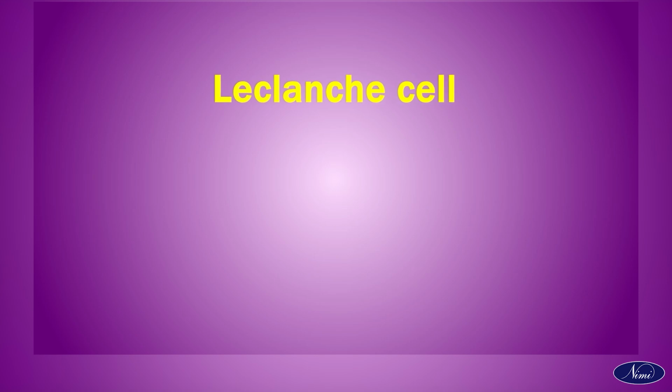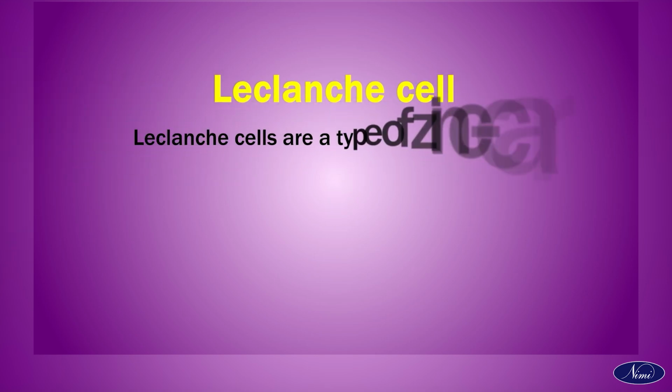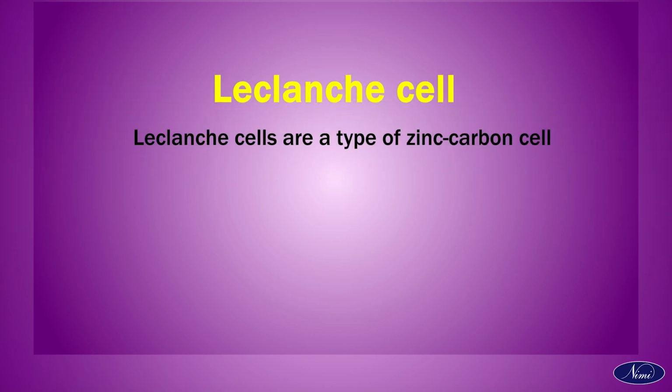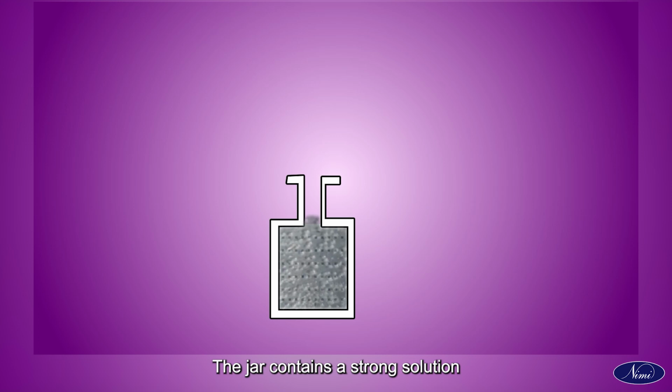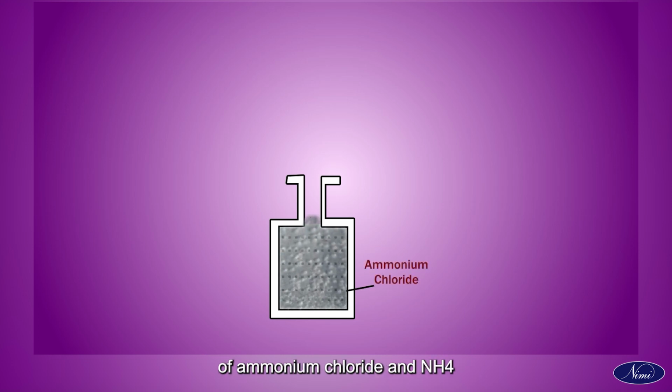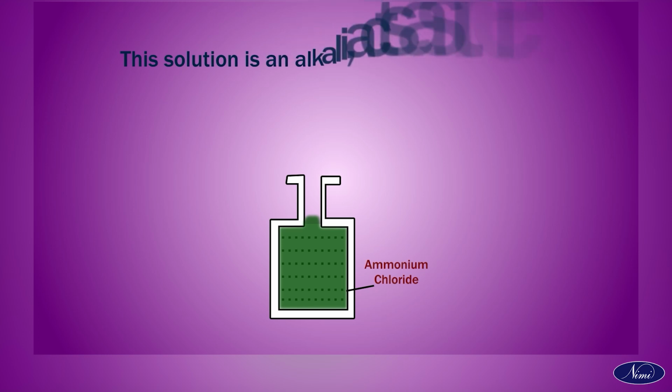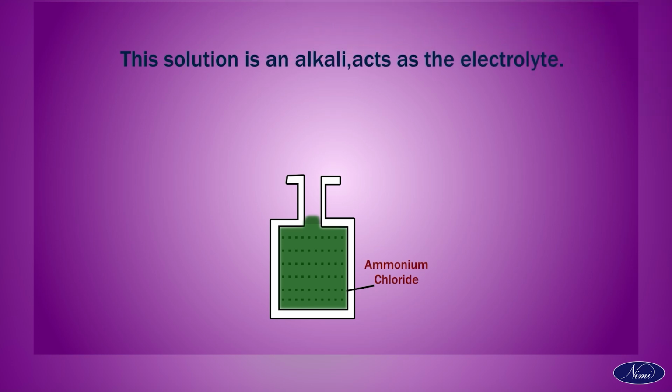Leclanche cell. Leclanche cells are a type of zinc carbon cell. The container for this cell is a glass jar. The jar contains a strong solution of ammonium chloride, NH4Cl. This solution, an alkali, acts as the electrolyte.